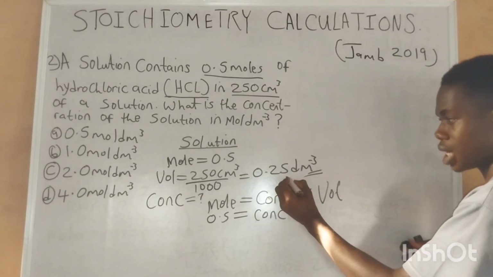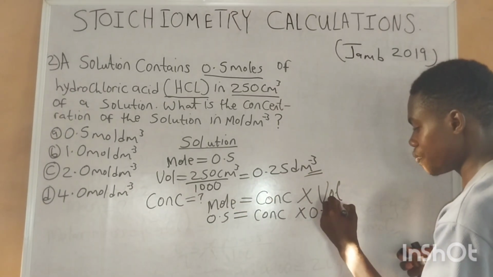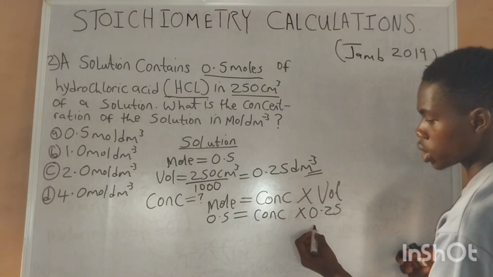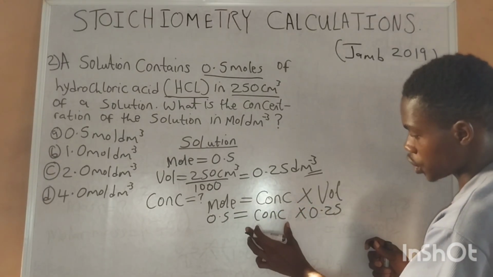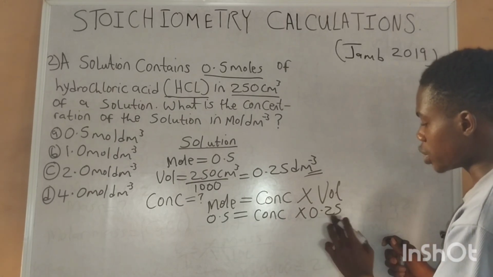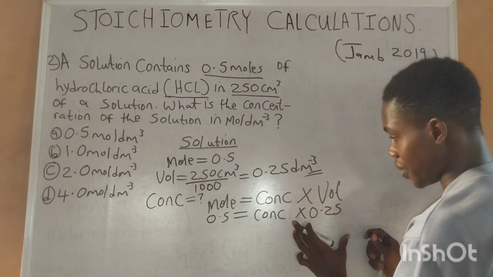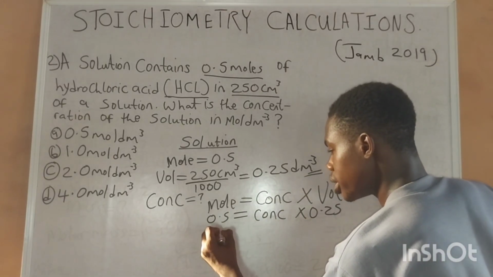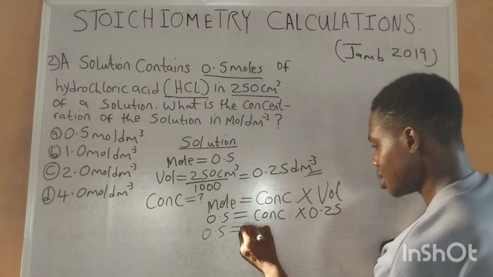because we are converting it from cm cube to dm cube. It's 0.25. Now what we're going to do from this point is make concentration the subject of the formula. Concentration times 0.25, so we get 0.5 equals concentration times 0.25.